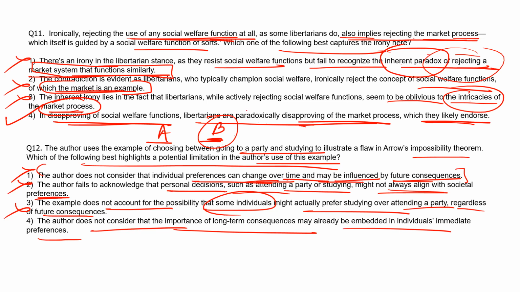You have already decided that one day a week I will go out and party, and maybe that day is that day itself. So you have not considered the possibility that that particular long-term consequences can be embedded in that individual's immediate preferences also. So this definitely gives you a limitation. So fourth is the right answer.